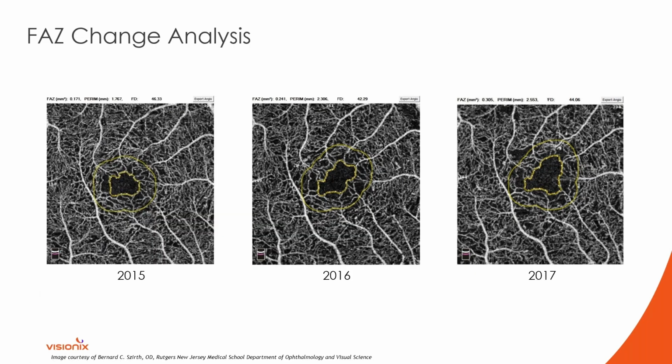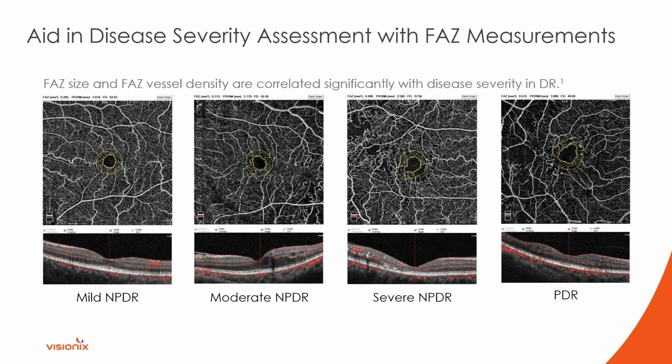This is a patient that you can see over time from 2015 to 2017, what's happening with the foveolar vascular zone. Look at how these numbers started at 0.171. The perimeter, meaning this area around the foveolar vascular zone, was 1.767, and you can read these yourself, but these numbers are significantly growing over time, really indicating that there is more capillary non-perfusion as this disease progresses.